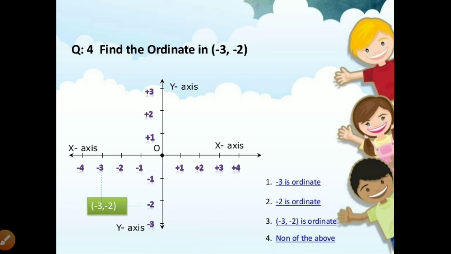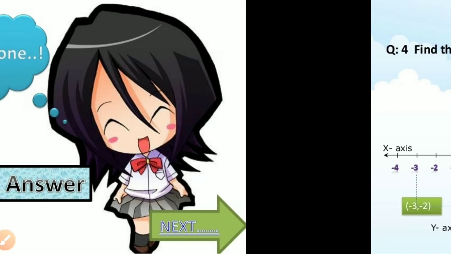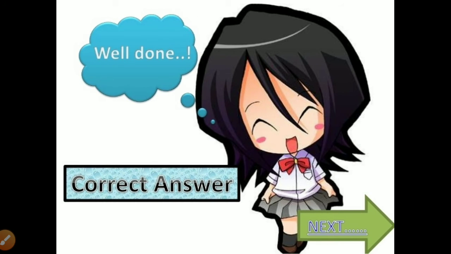The next question is: find the ordinate in the coordinates -3, -2. You need to tell the ordinate of these coordinates. I hope you are giving your correct answers. Type all your answers and give them to me in the comment section.